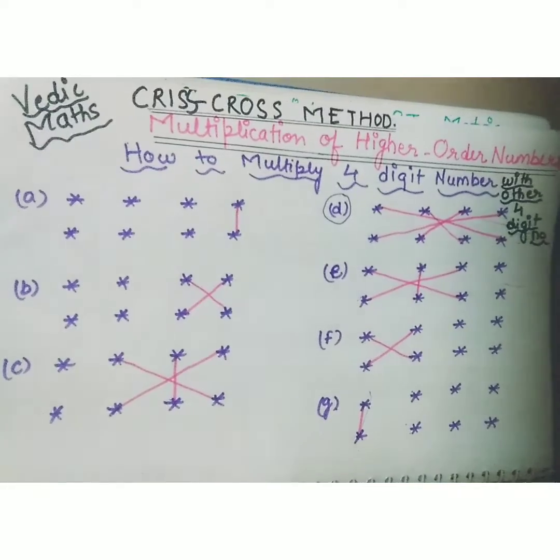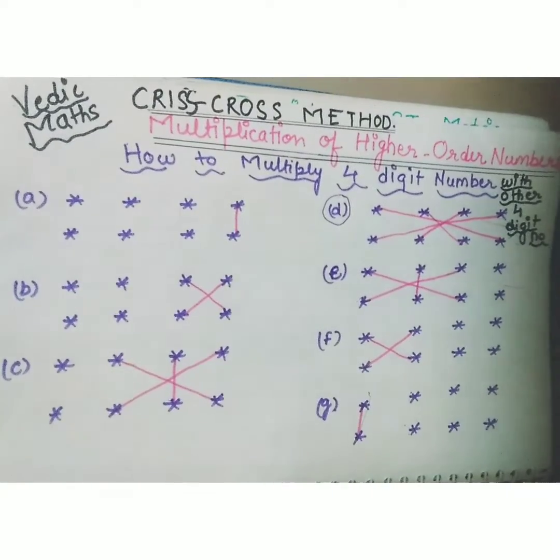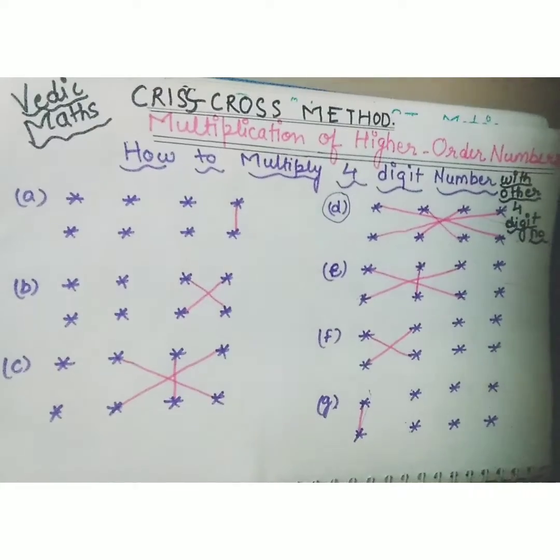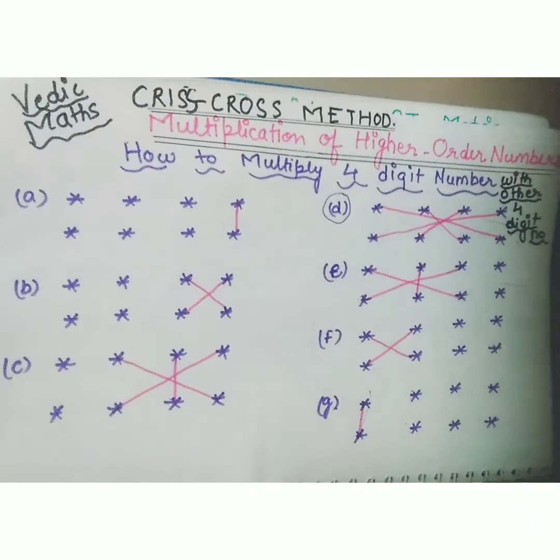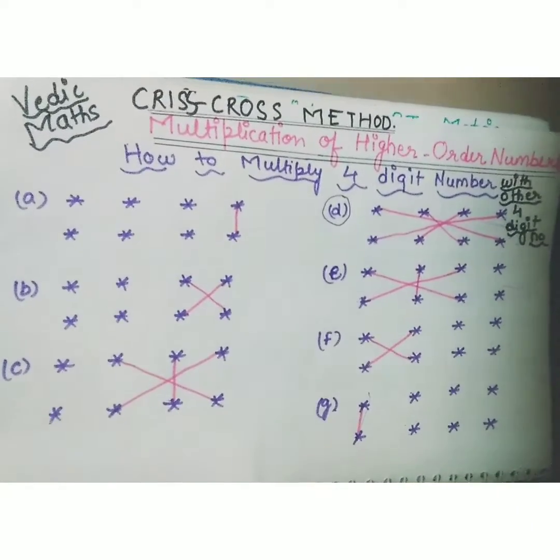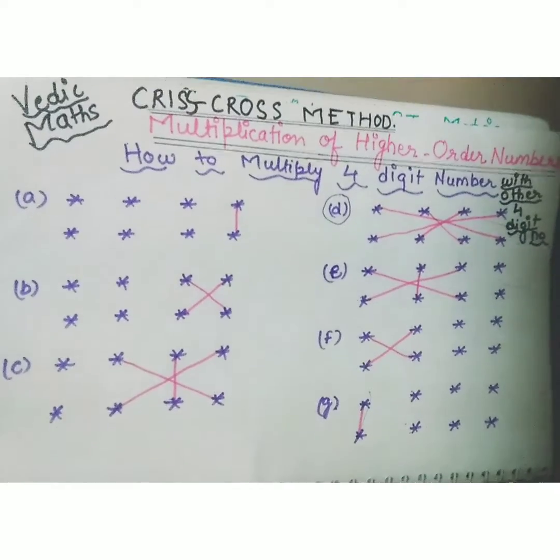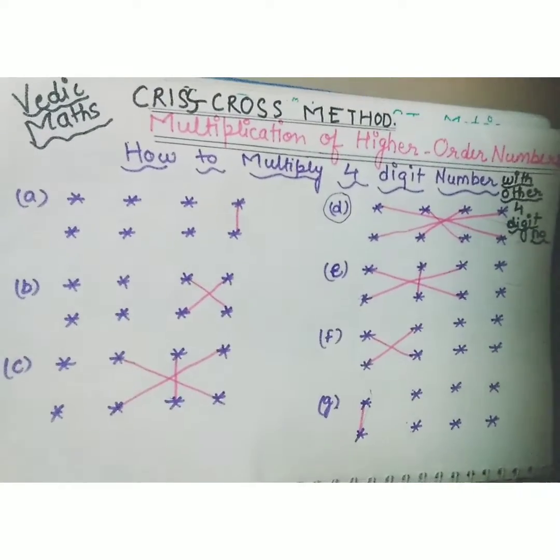Here I am going to take part 3 of the crisscross method. Here I am going to explain the multiplication of higher order numbers, how to multiply a 4-digit number with another 4-digit number. It is very simple, as in the earlier two methods. It involves a total of 7 steps. Pay attention and learn this method.